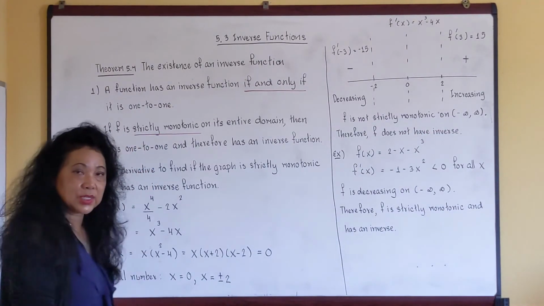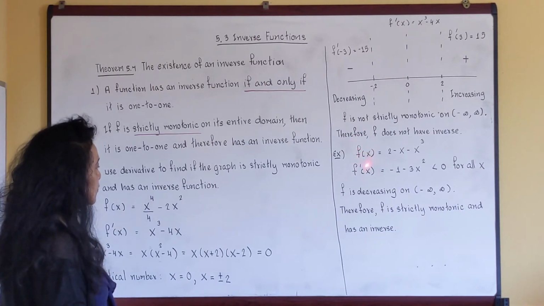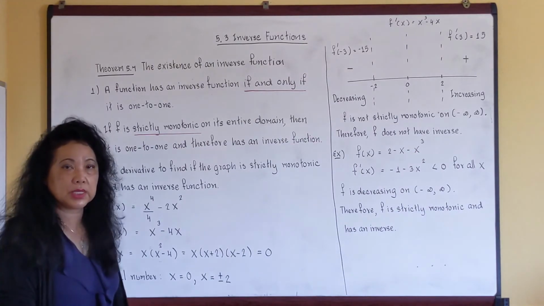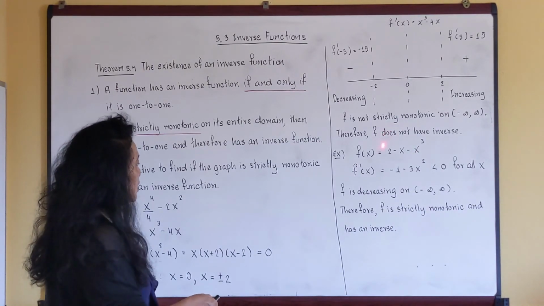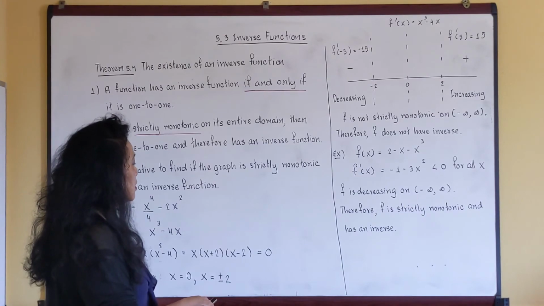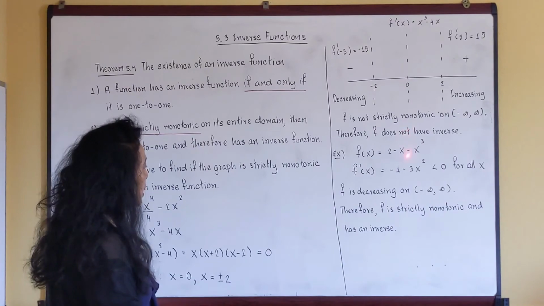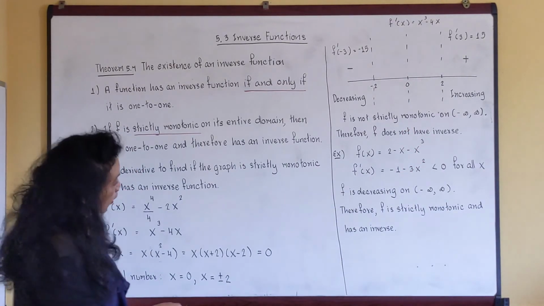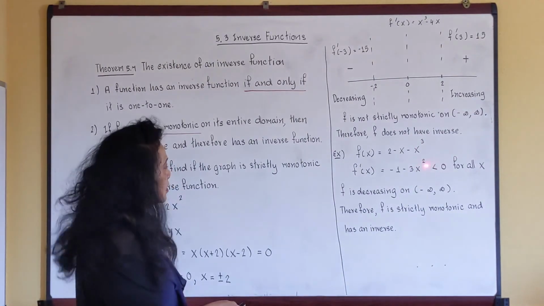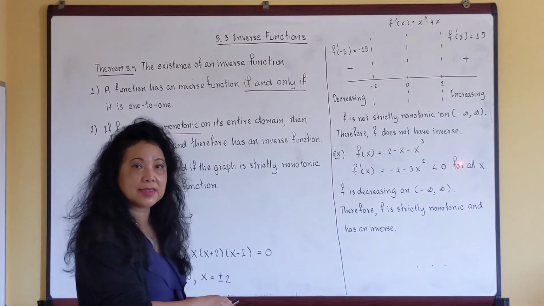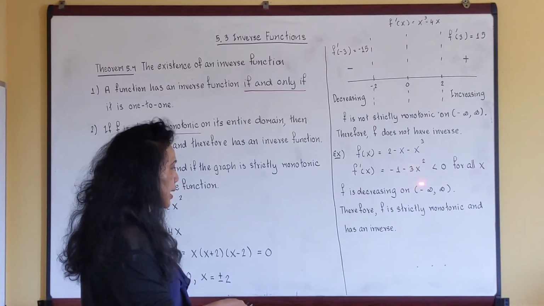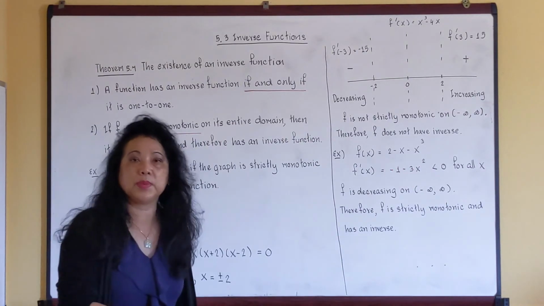So let's look at the next one. I have f of x equals 2 minus x cubed. I take the derivative: the derivative of the constant is 0, and the derivative of minus x cubed is minus 3x squared. Now, for any x at all, if you square it, it's going to be positive. Positive times negative 3 is going to be a negative number.